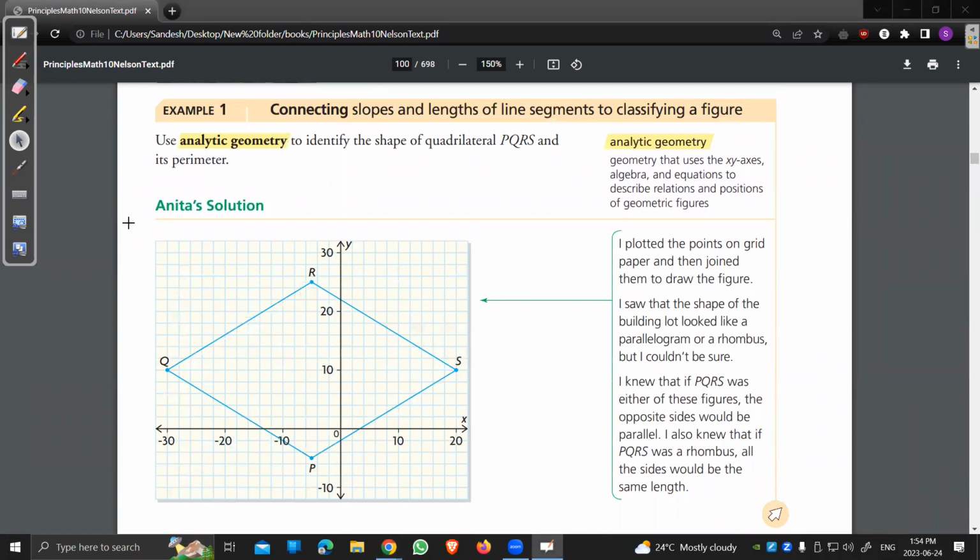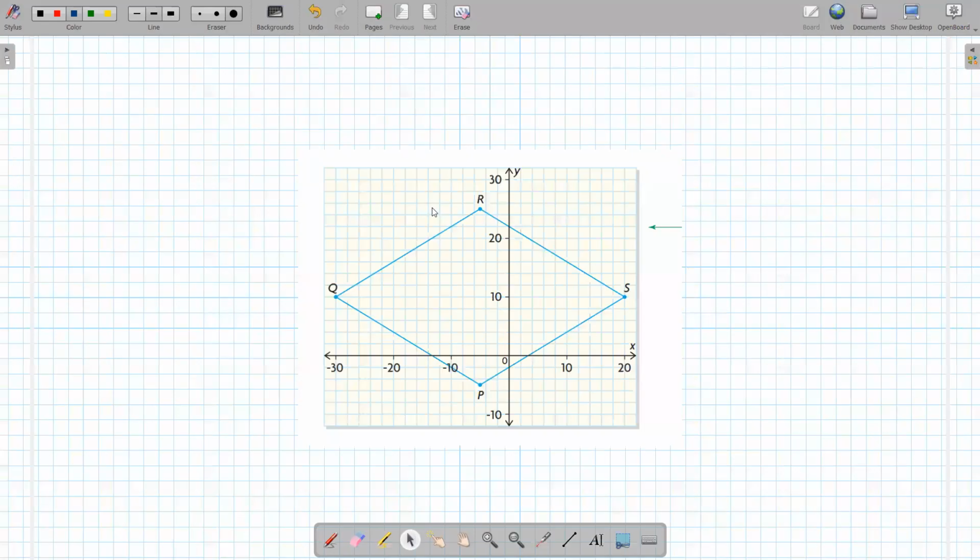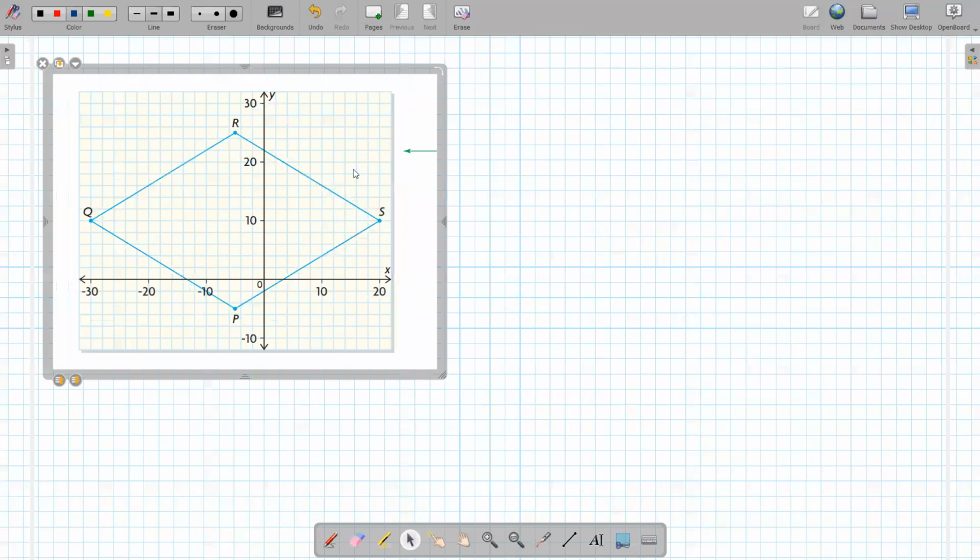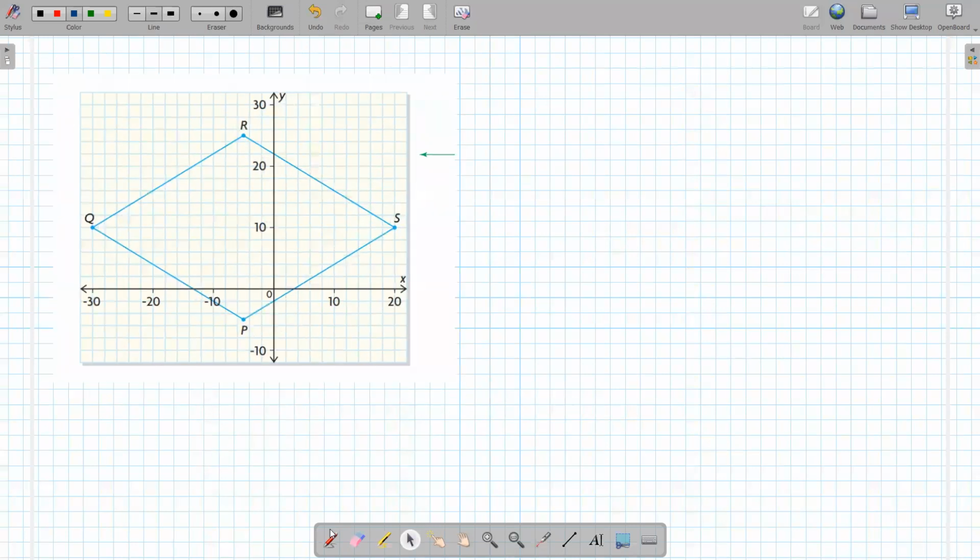This is gonna be a tricky thing that you're gonna be doing in grade 10. What do you think this shape is? What does it look like? Is it a square? No, it's not, right?